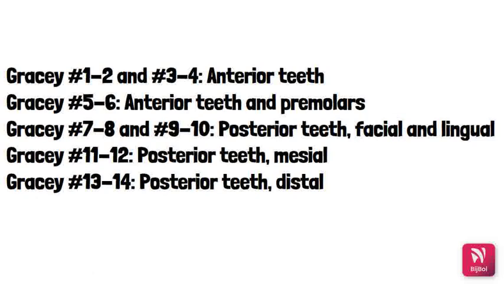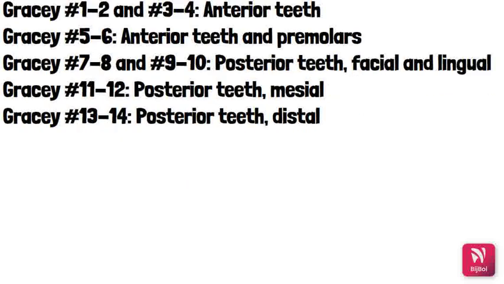In the curettes, we have the universal curettes and the area specific curettes. In area specific curettes, we have the Gracey curettes. These Gracey curettes are a set of different instruments designed for different areas of the dentition. Gracey 1, 2 and 3, 4 are designed for the anterior teeth, 5, 6 are for the anterior teeth and premolars, 7, 8 and 9, 10 are for the posterior teeth, facial and lingual, Gracey 11, 12 is for the posterior teeth mesial, and Gracey 13, 14 is for the posterior teeth distal.